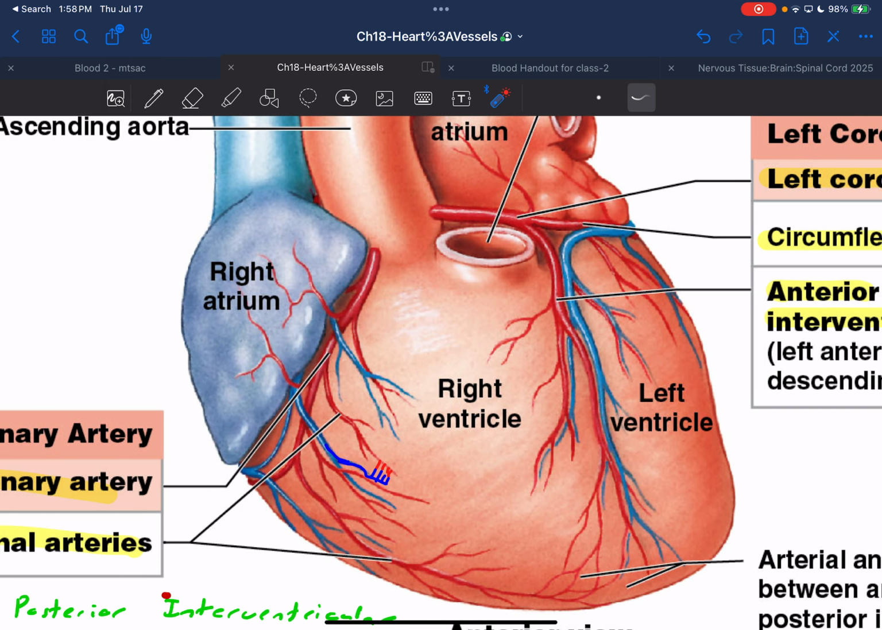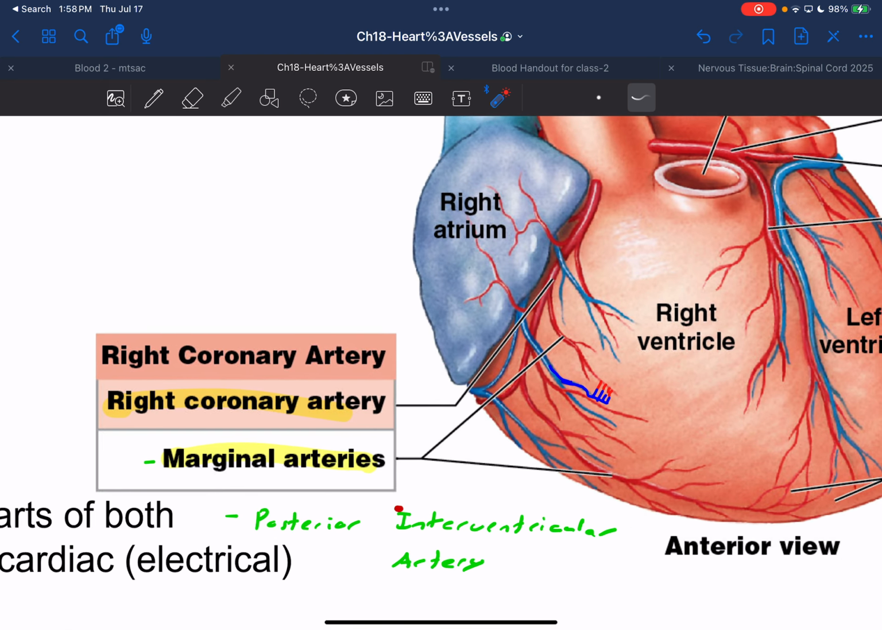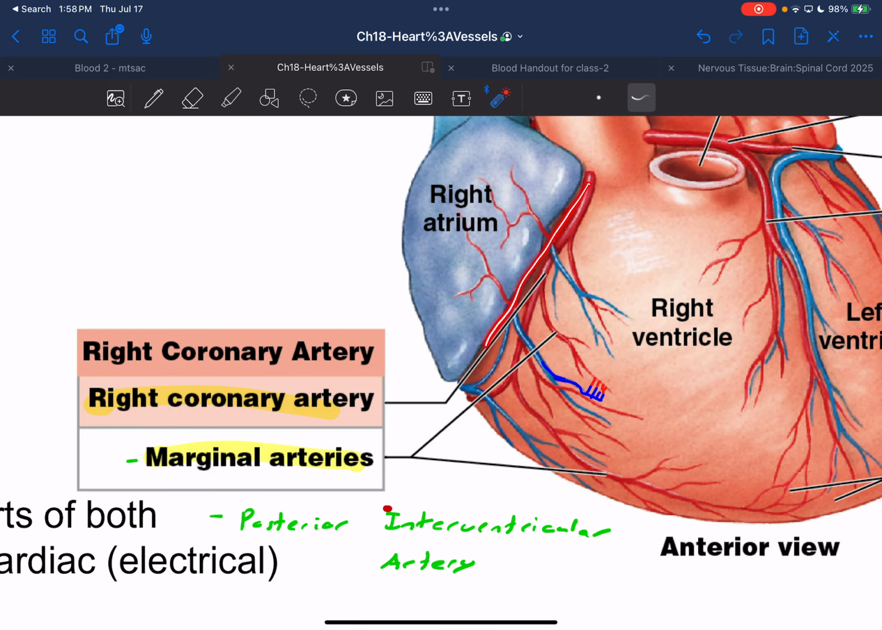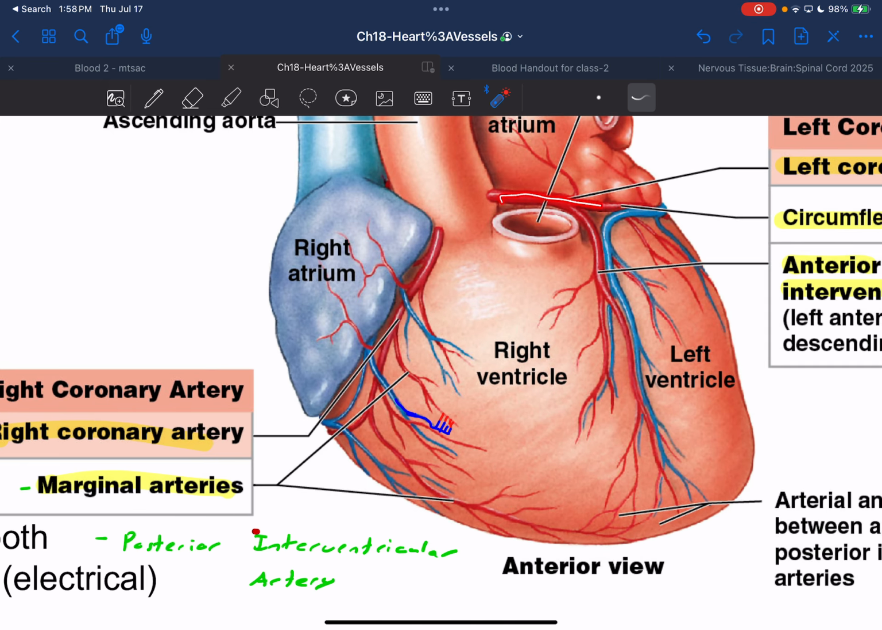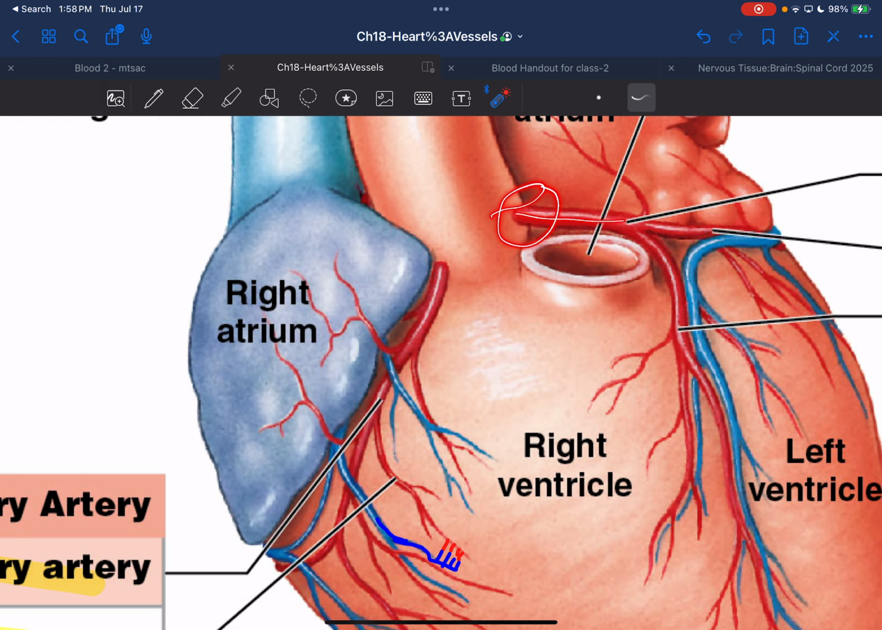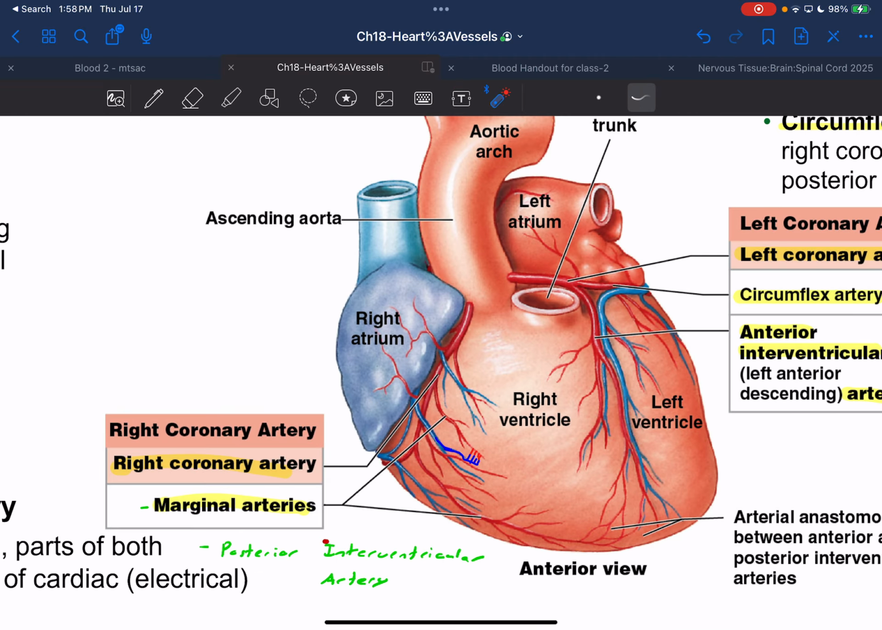And so you have your right coronary artery going towards the right atrium. You can see why it was important to get that right and left pretty quick. This one's right side, so right coronary artery. The other one branching off of that aorta is going to be the left coronary artery.